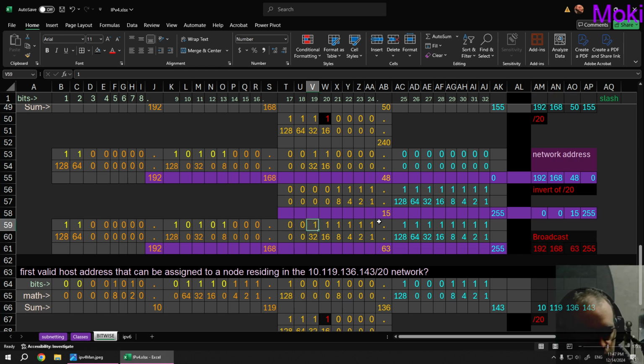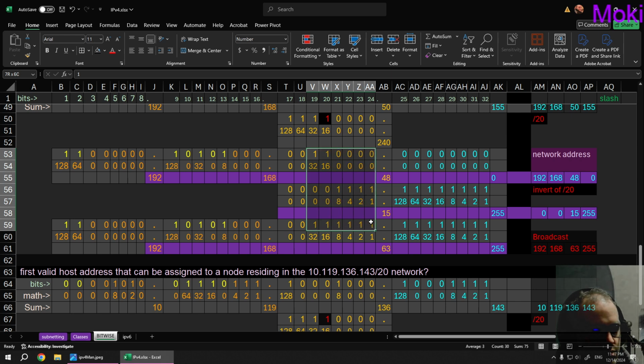If you get one number off, it's going to be wrong. That has a 1 here, so you have to bring that down. Maybe I should highlight that. That's the key right here.